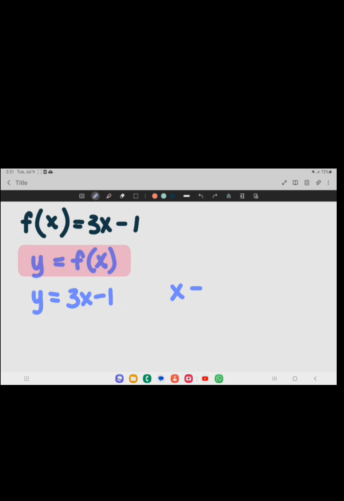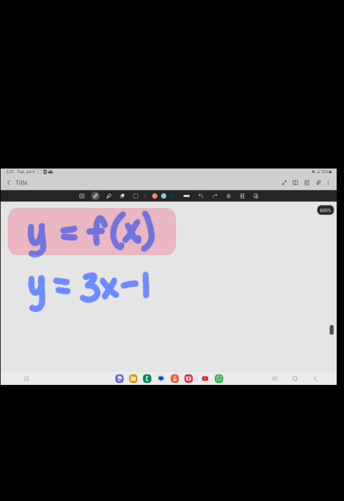So how to find the x as the subject? You do the basic algebra. From here, anything other than x, which is this 3, minus 1, y, this one all, you have to move it to the opposite side so that you can get the x as the subject.